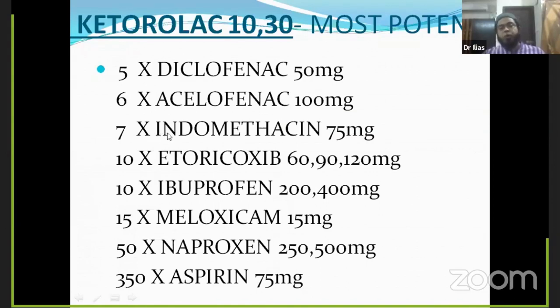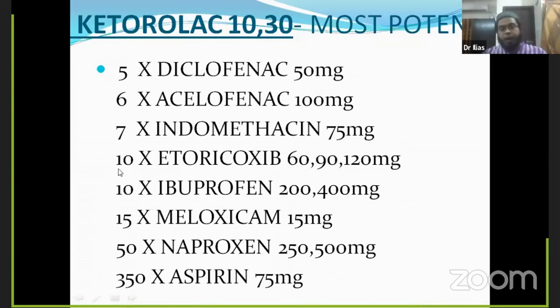7 times more potent than indomethacin. Mind it. 10 times more potent than etoricoxib and ibuprofen. Okay. And 15 times more potent than meloxicam. 50 times more potent than naproxen, and 350 times more potent than aspirin. Actually, this table is very important for you.